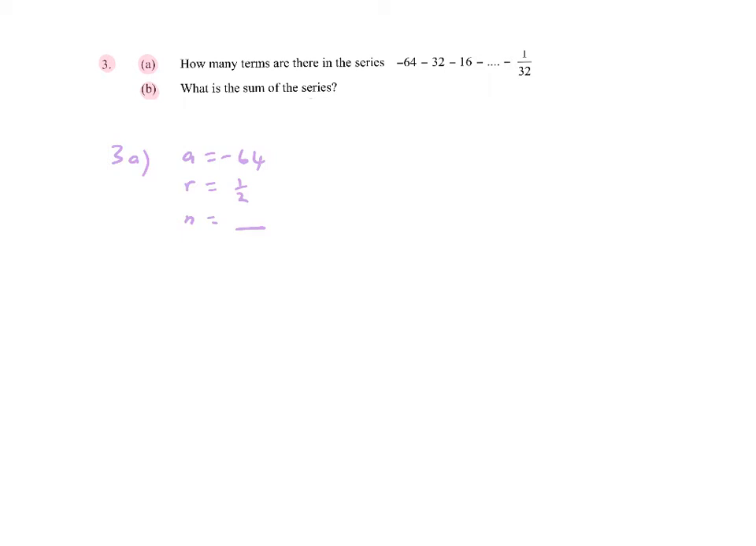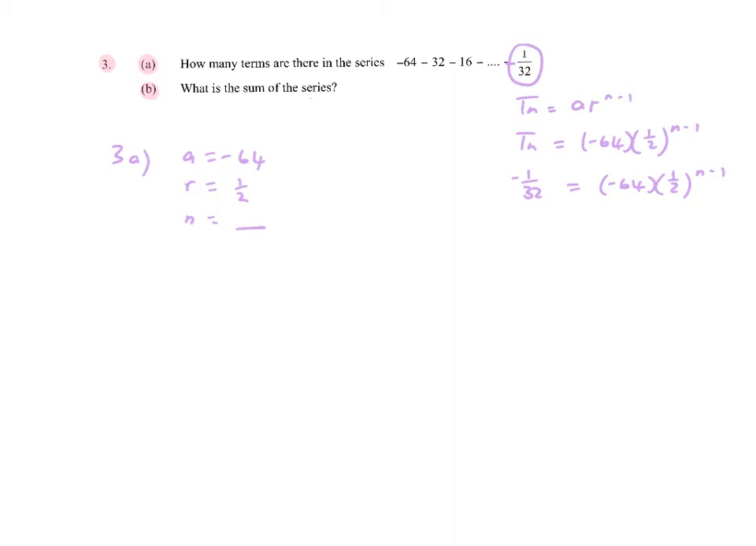So how do I find what n is? Well, we have the value of a term, −1/32, so we can find the general term first. It's a r^(n−1), the general term of a geometric sequence, not the arithmetic one. So Tn is equal to a, which is −64, times the ratio, a half, to the power of n − 1. So −1/32 is equal to −64 times (1/2)^(n−1).